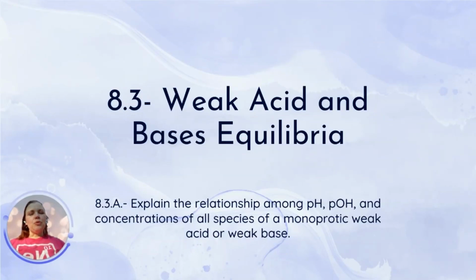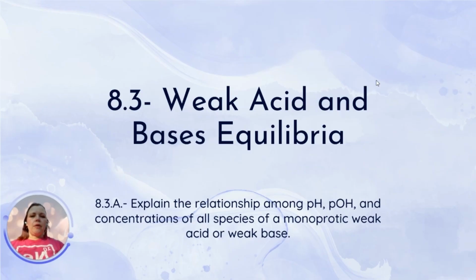Hello, AP Chem students, and welcome to topic 8.3, weak acid and base equilibria. The learning objective for today is 8.3.a, explain the relationship among pH, pOH, and concentrations of all species of a monoprotic weak acid or weak base.